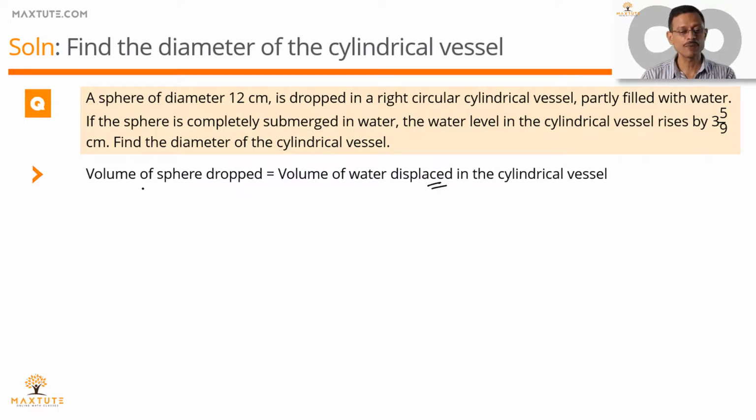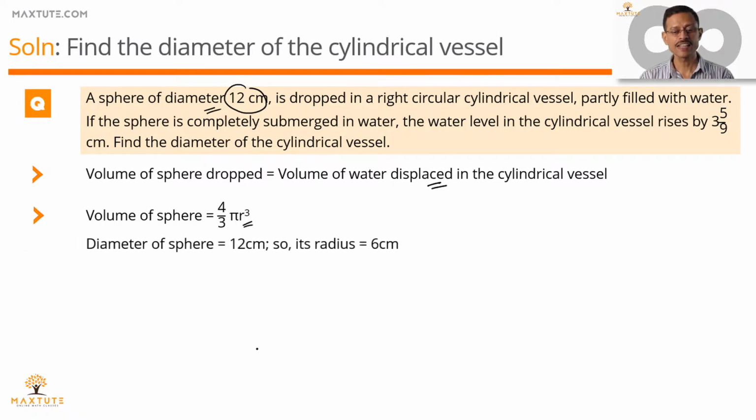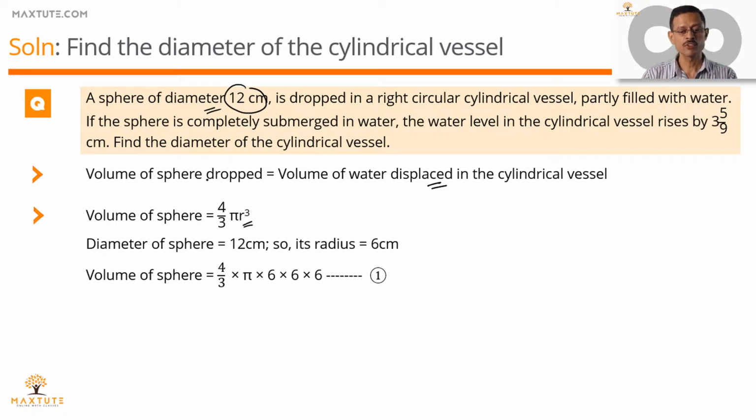First, let's compute the volume of the sphere. What is the formula for the volume of the sphere? 4 by 3 pi r cube, where r is the radius. What is given to us is the diameter, which is equal to 12 centimeters. If the diameter of the sphere is 12, its radius is 6 centimeters. So its volume is equal to 4 by 3 into pi into 6 cube, which I'll write as 6 into 6 into 6. We'll call this equation 1. This is the volume of the sphere.